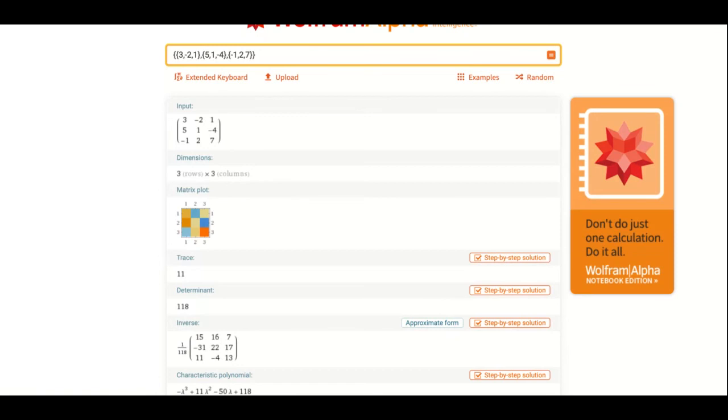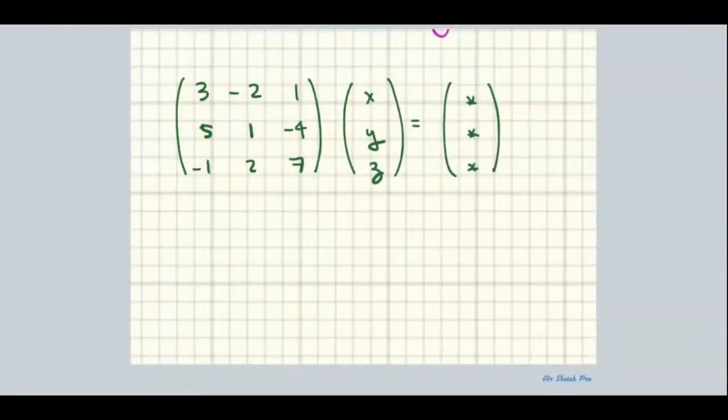So now we're going to use this to solve a system of equations. All right? And I'm going to do this with a cheat. Get myself back now to Air Sketch. There we are. Okay, it showed up.